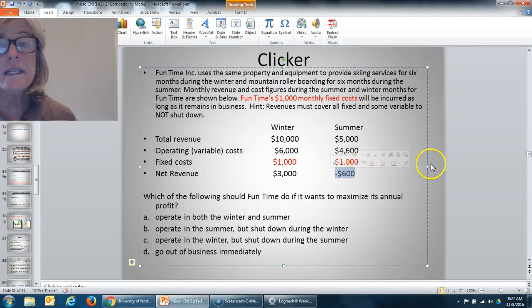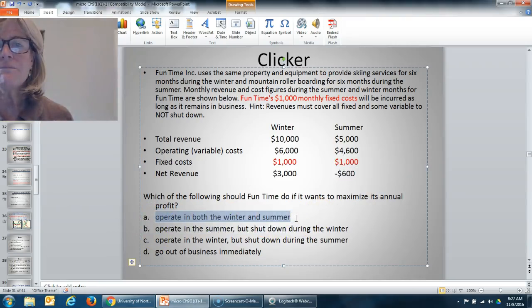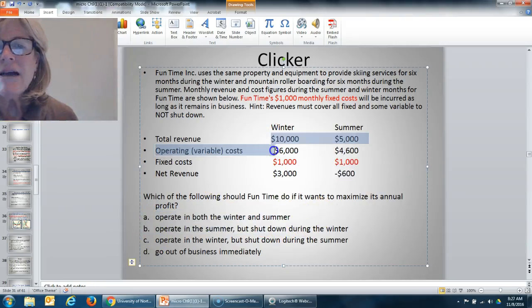Should they continue to produce in the summer? Well, what if they shut down? If they shut down, they owe $1,000. If they continue to produce, they only owe $600. Should they produce? Yes, they should produce. So they should operate in both the winter and the summer. Basically, your revenues have to cover your variable costs, all of them, in order to stay open in the short run. Your revenues have to cover all of your variable costs, and then hopefully some of your fixed too.